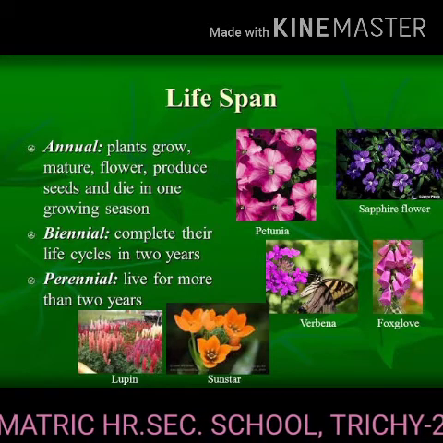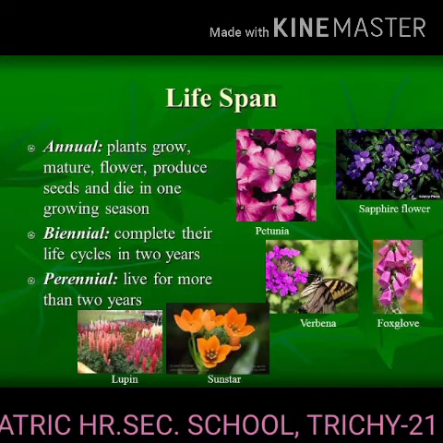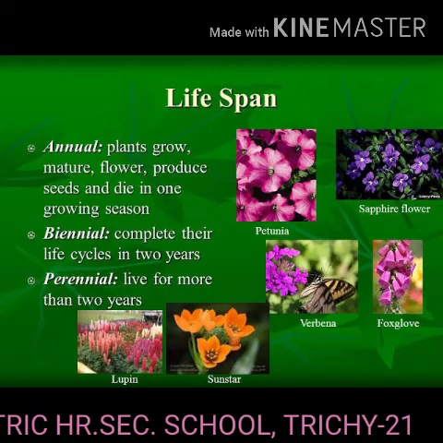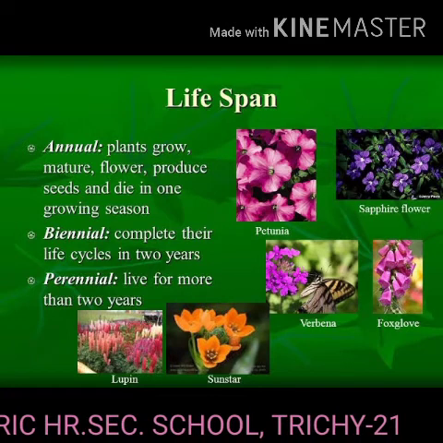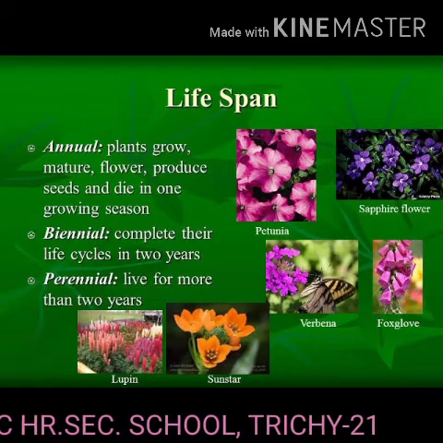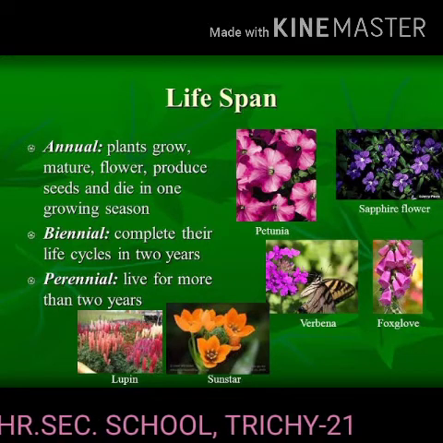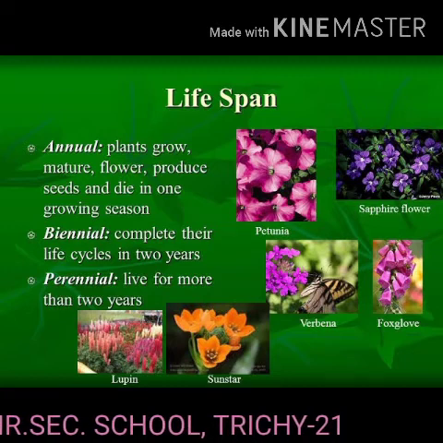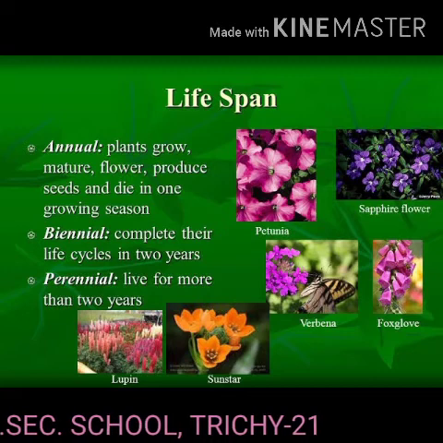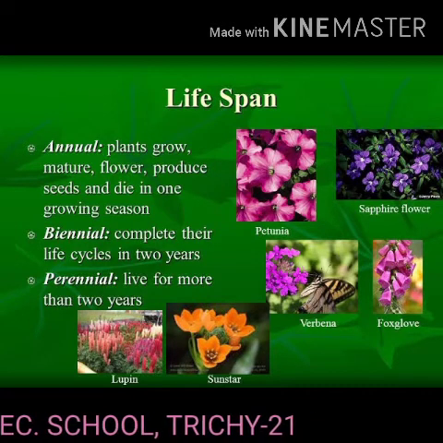Annual. A plant that completes its life cycle in one growing season. Example, maize, watermelon, groundnut, rice. Biennials. A plant that lives for two seasons, growing vegetatively during the first season and flowering and fruiting during the second season. Example, carrot, radish, cabbage.